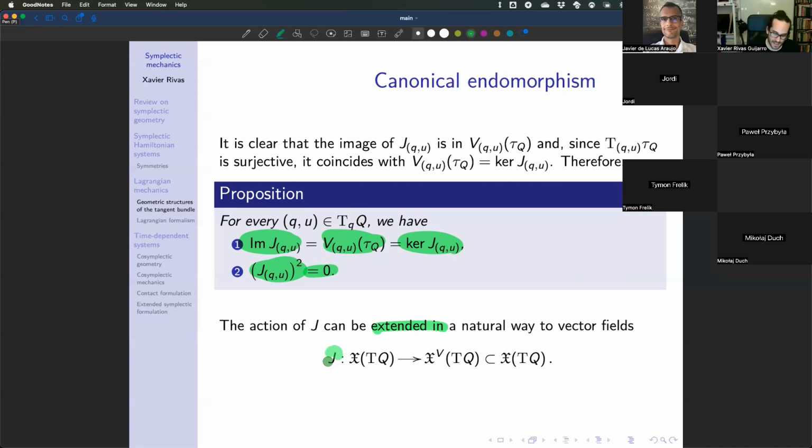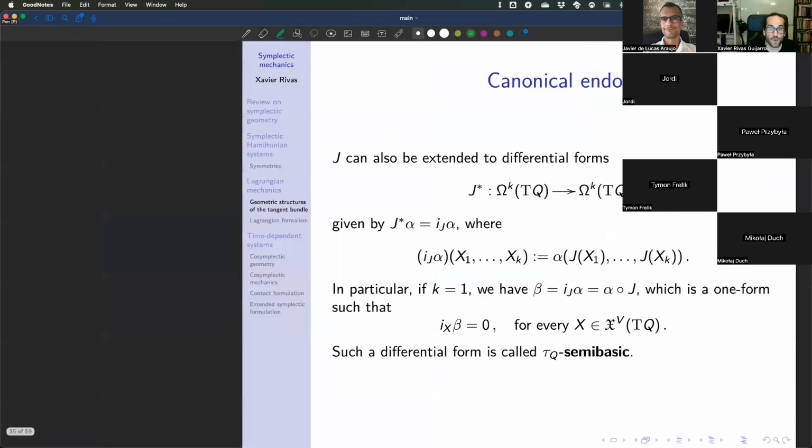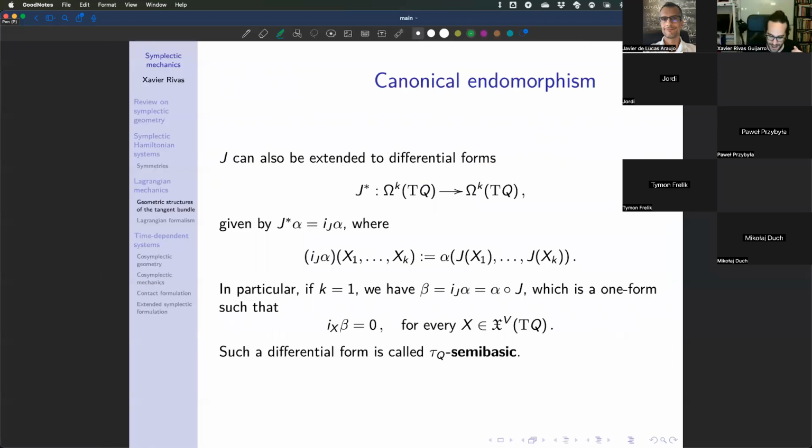We can extend this to vector fields, and we can also extend it to k-forms. I will not be using this, but I think this is interesting. You can extend this canonical endomorphism not only to vector fields, but also to k differential forms. How? In this way. J star acting on alpha is just the contraction of alpha with J. How? In this way.